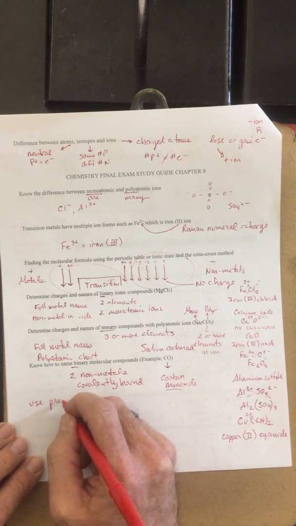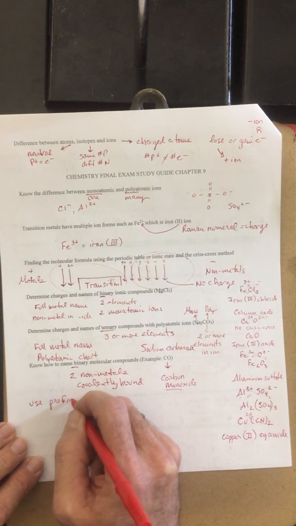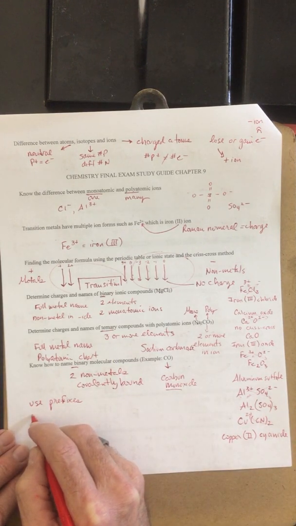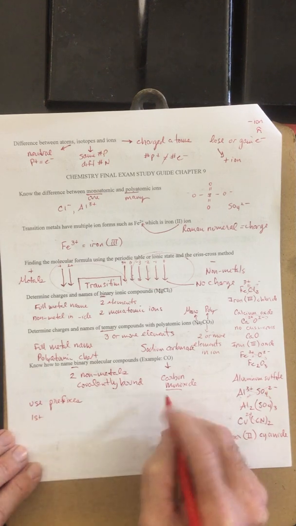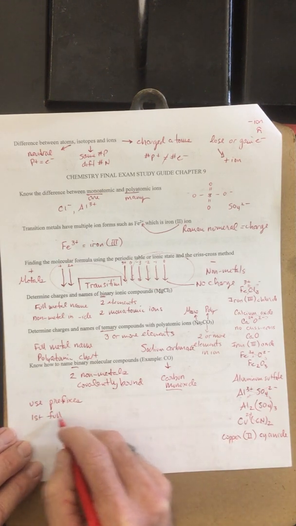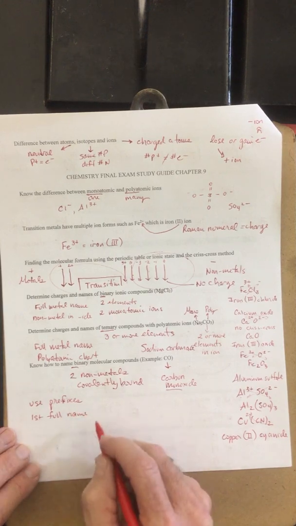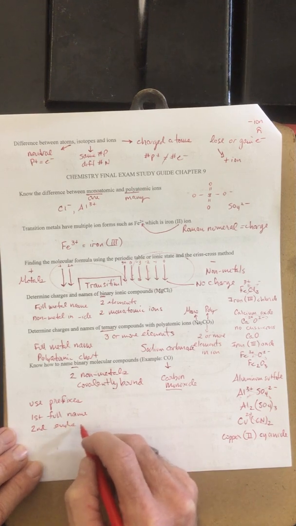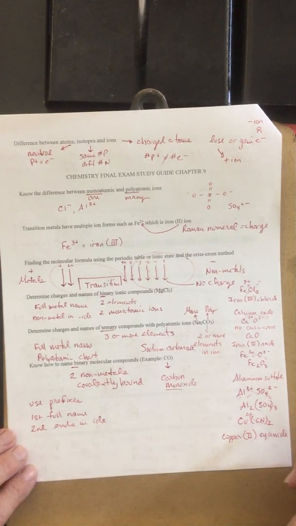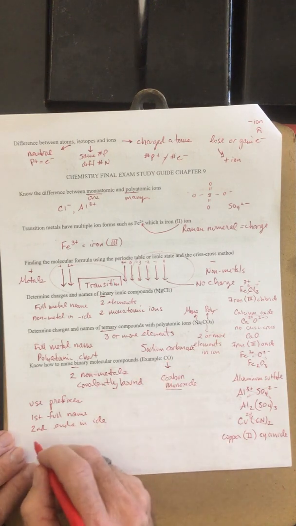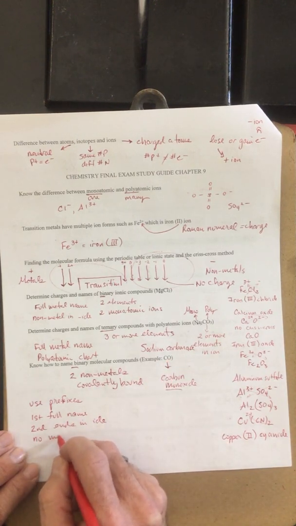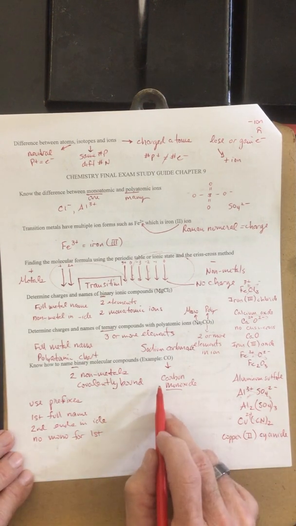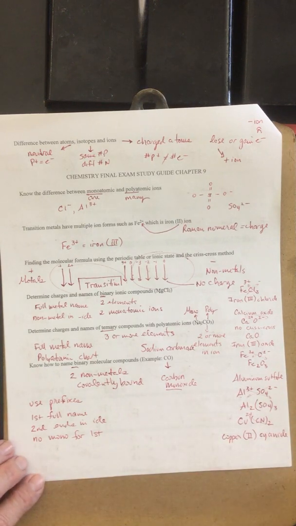The prefix chart will be on the test for you. And remember, the first one is going to be the first full name of the element. The second one ends in "ide." And we never use mono if it's just for the first one. No mono for the first. So we don't say monocarbon monoxide. You don't say monocarbon dioxide.